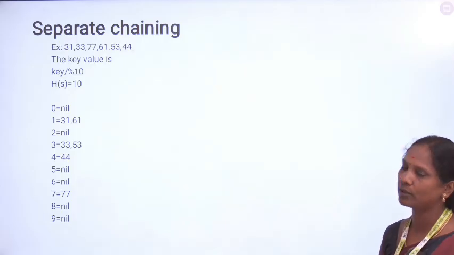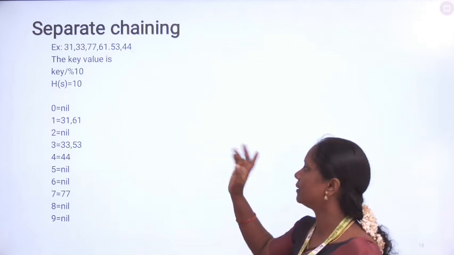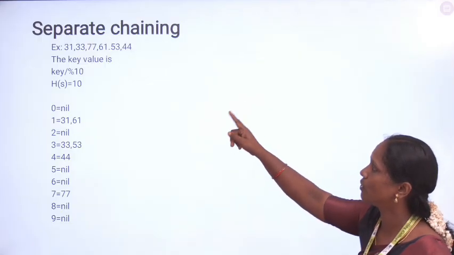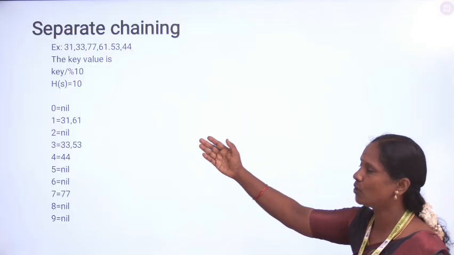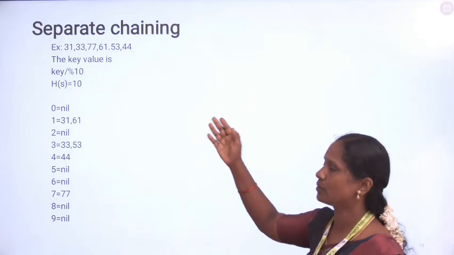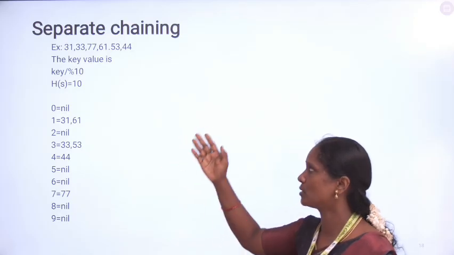So h of s equals 10. h of s equals the hash key value, and the hash key value here is 10. The first one is 0. Here there is no 0 series value, so 0 is a nil value. And then the 1 series: 31 and 61 are 1 series values, so the 1 series has two values. Next, the 2 series: there is no 2 series.